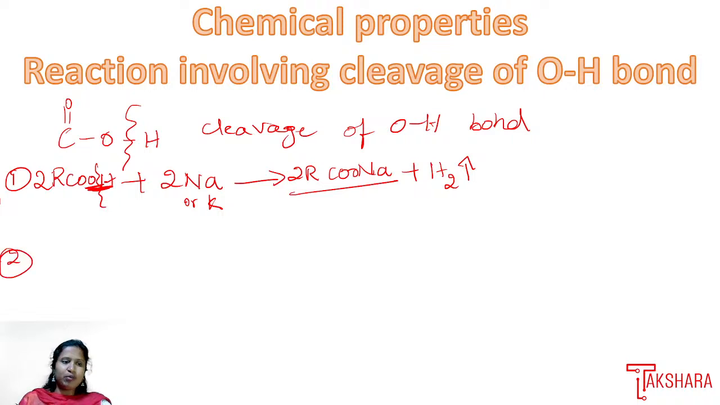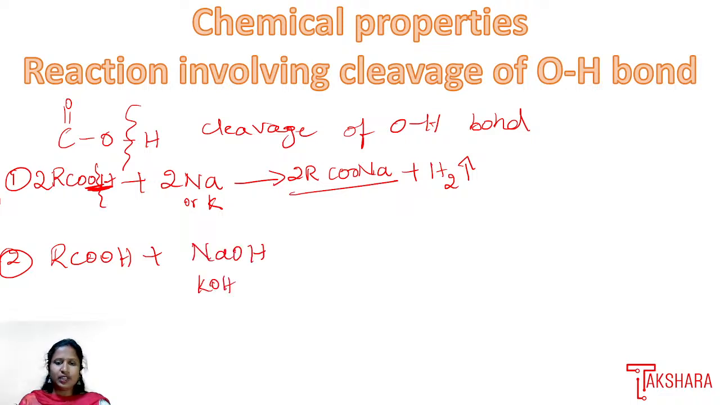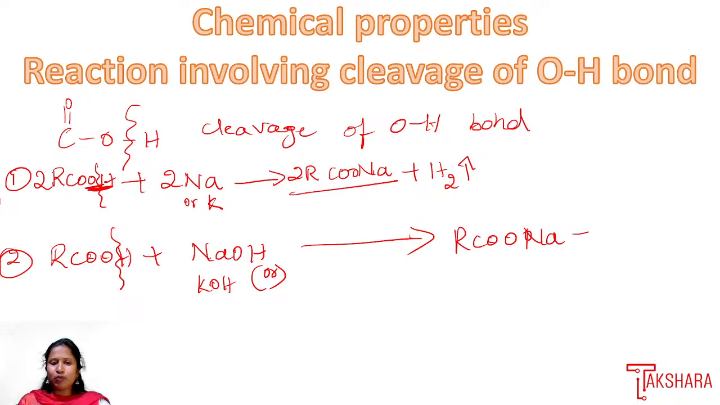One more reaction we have: carboxylic acid reacting with an alkali such as sodium hydroxide NaOH or KOH. Again the cleavage of the OH bond takes place, and we will get the product RCOONa plus H2O, which is removed. Sodium acetate is the product.